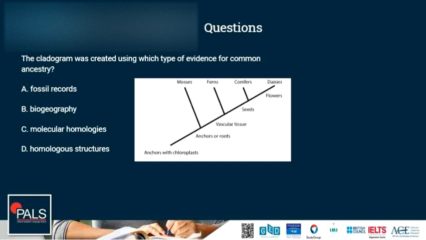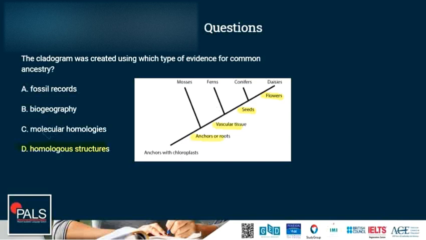The correct answer in this case is homologous structures. Anchors of roots, vascular tissues, seeds, and flowers are all structures which we find in these organisms. Flowers can look very different, seeds can look very different, but the underlying structures of seeds and flowers in all these plants that have them are the same, and this means they go back to a common ancestor.